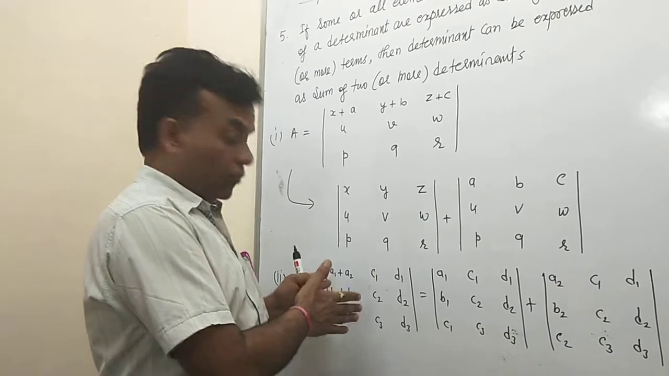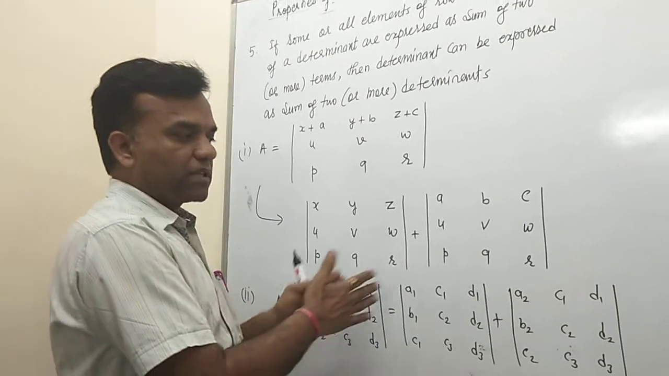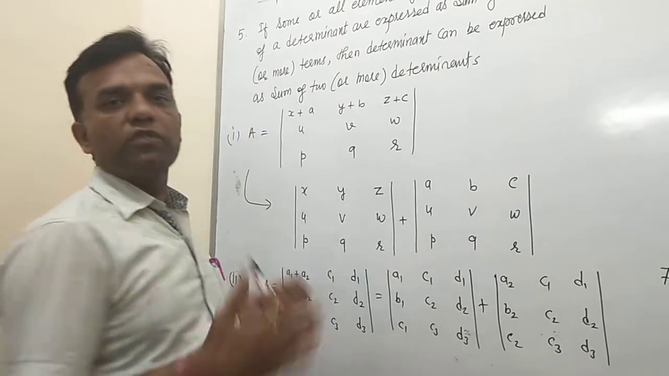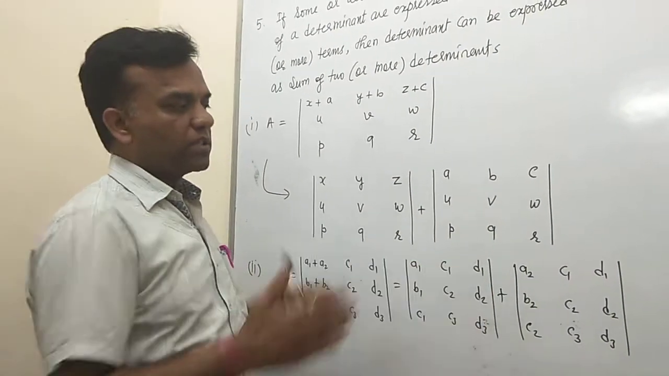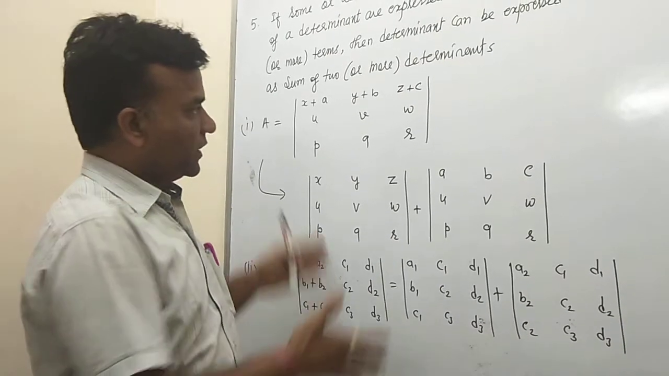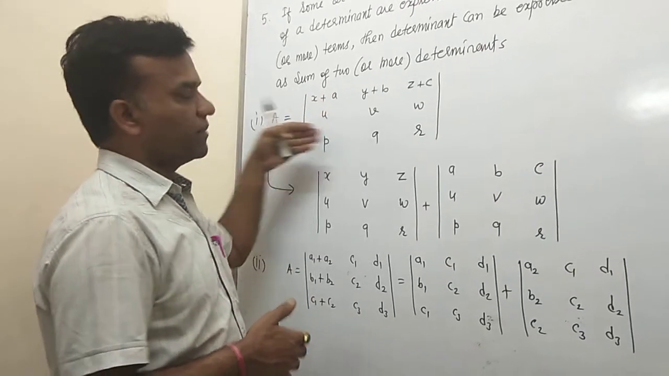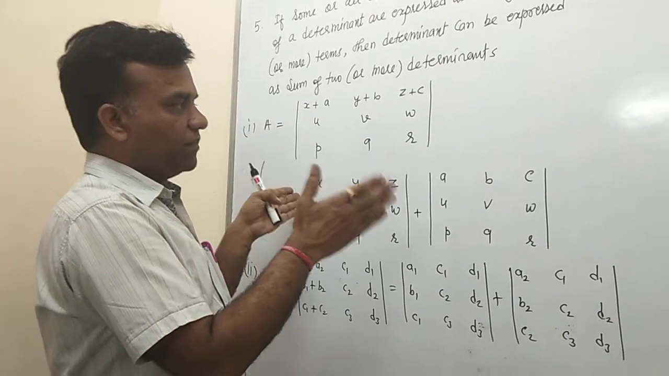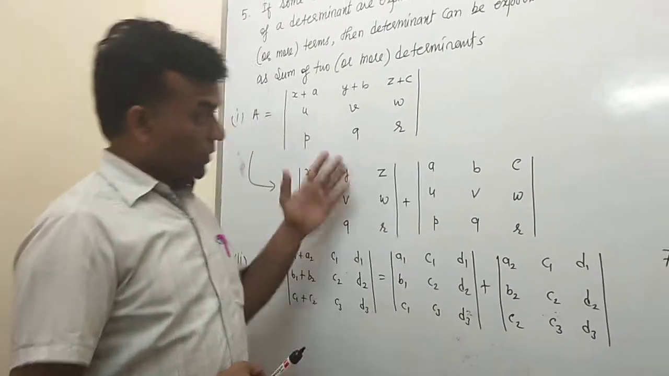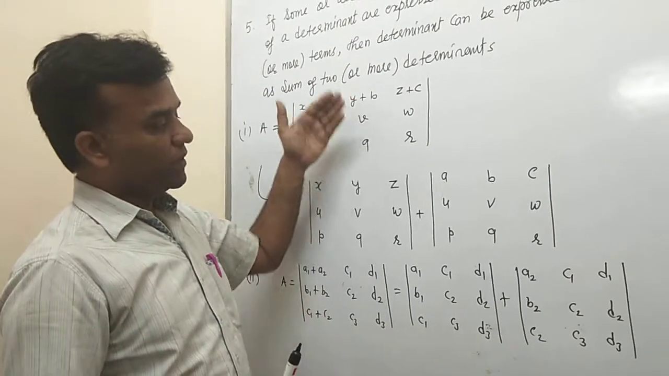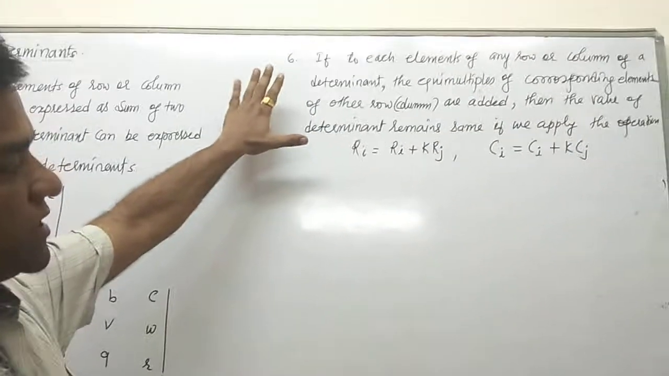It is not compulsory for the value to be in the first column. If the sum is given in the second column, or the third column, you can also express it as the sum of two determinants. A similar process applies if R1, R2 or R3 is given in the form of two additions. The same procedure converts it into two determinants. So this property is very easy going. If some value is given as a sum, you express it in the form of two. Now we study the sixth property.